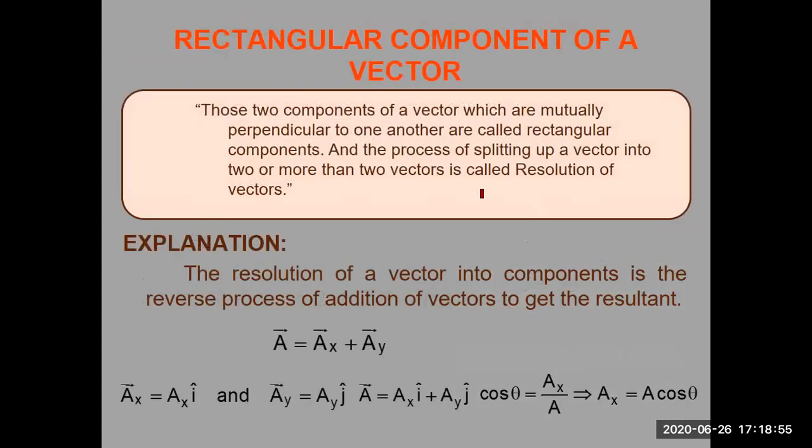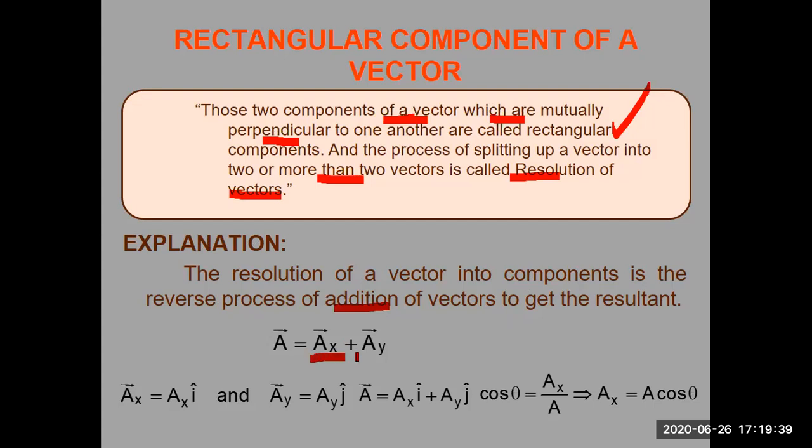Now, rectangular components of a vector: two components of a vector which are mutually perpendicular to one another are rectangular components. The process of splitting up a vector into its components is called resolution of a vector. I'll discuss this on the next slide with the help of figures as well. The resolution of a vector into components is the reverse process of the addition of vectors into a resultant.